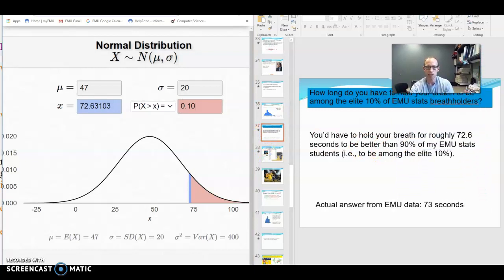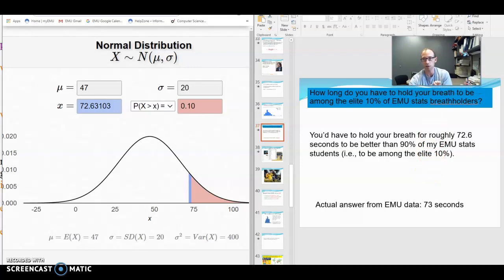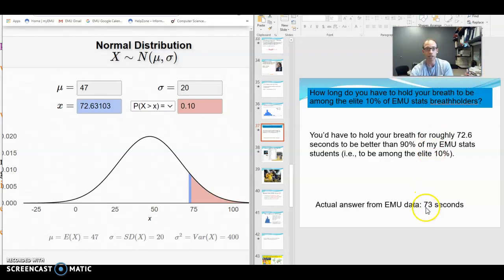So this is what we got there, about 72.6 seconds. And by the way, even though our distribution isn't perfect for EMU breath holding, you can see that the actual answer was 73. In order to get in the top 10% of the actual people who've held their breath at EMU in my stats classes, it was 73 seconds got you into the top 10%. So this estimate, based on the normal distribution, was really good, even though the true distribution wasn't quite normal. That shows you some of the power of the normal distribution.